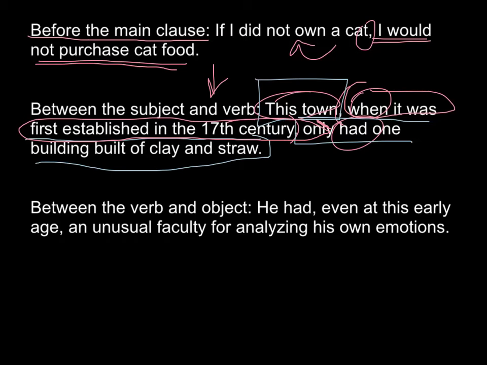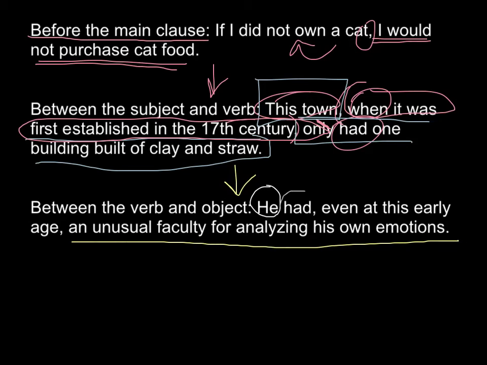This is a second form, though, that I would like us to look at, and namely, it is between verb and object. Object is like what ran, or in this case, what he had. He had what? Do you get what I mean? What would be the unusual faculty for analyzing his own emotions. So notice, if I were to circle them, subject, verb, and now our interrupting information falls in between here. That is our object, and our interrupting information, as you can very well see, is right here, even at this early age. Okay?